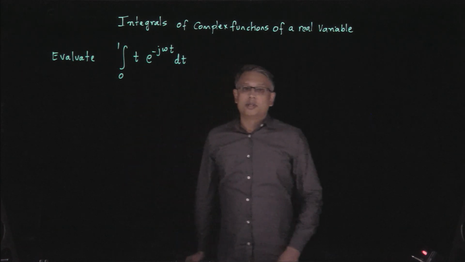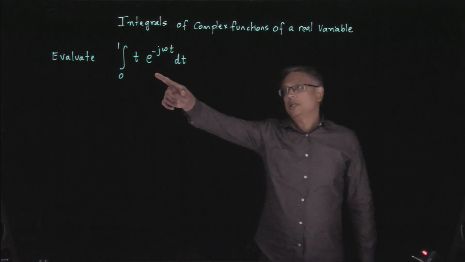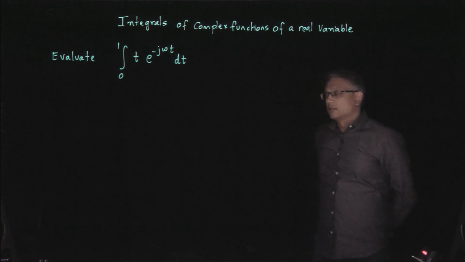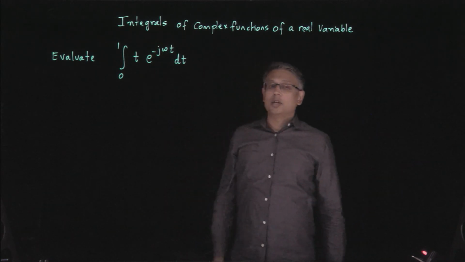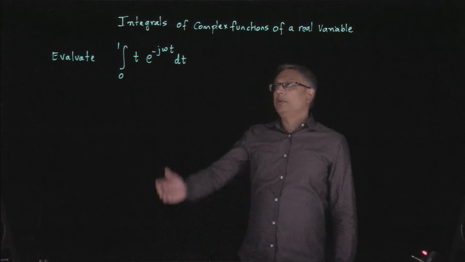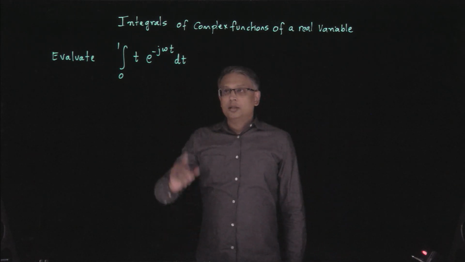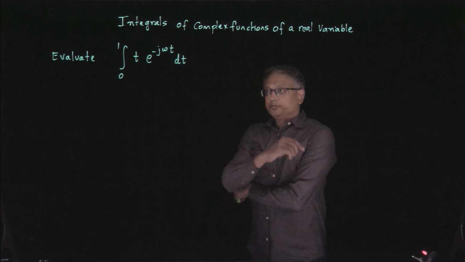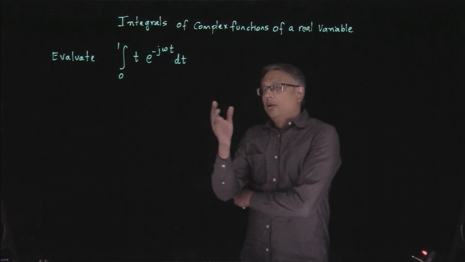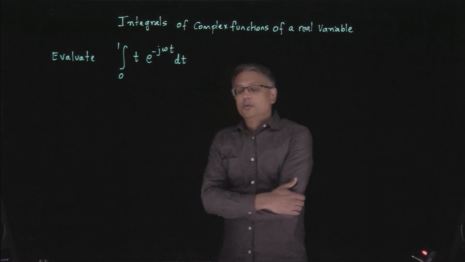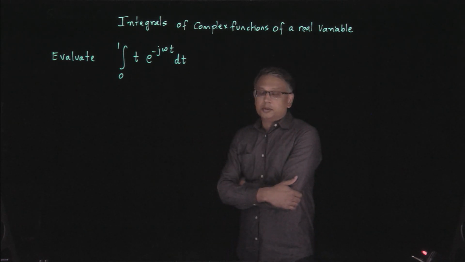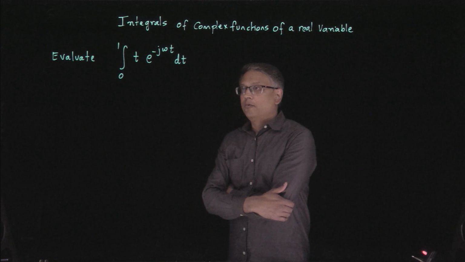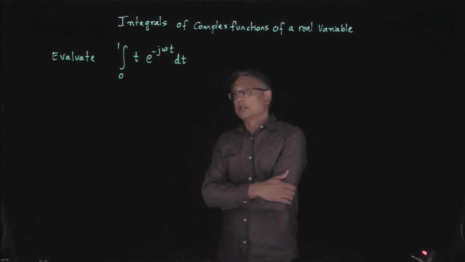So I'm going to work out one more example. Sometimes in the course you may see integrals of the form t times e to the negative j omega t, where omega may be some parameter and the integral is with respect to t. And in these cases you will have to use integration by parts. And so let me just work out one example of where you have to use integration by parts.